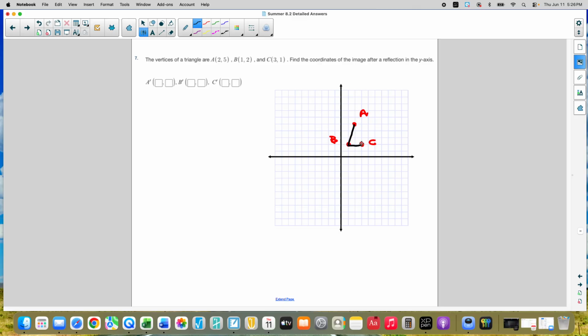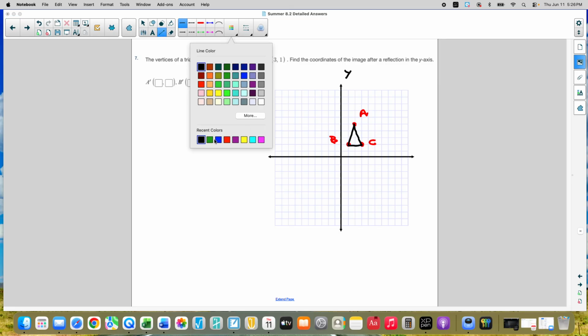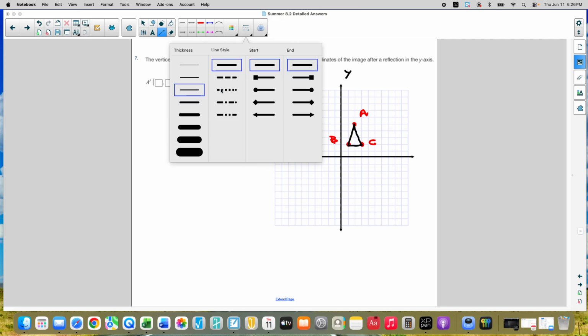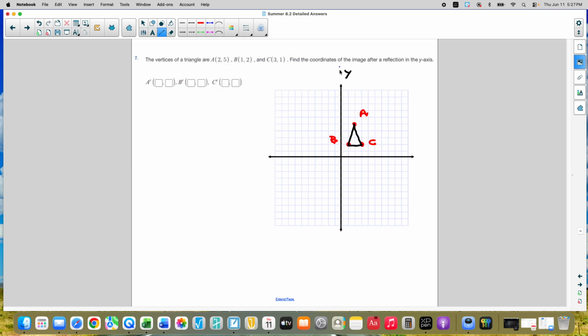So we'll typically draw with more of a line, but I did freehand. Find the coordinates of the image after reflection over the y-axis. This is my y-axis, so we're going to reflect it along this line. We'll draw this line so we can see it. We'll make it blue. We'll make it dotted, and so this is my y-axis. I'm going to reflect it over there.